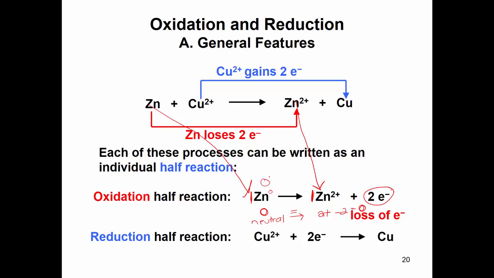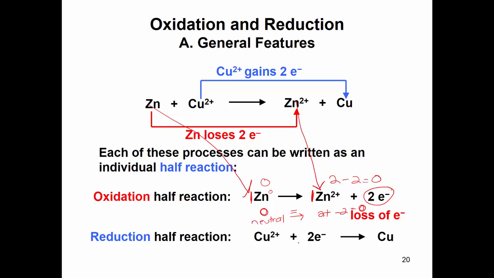So this was neutral, and we have 2 minus 2 equals 0. Because electrons are on the product side, that means that zinc lost electrons, which we already established, and so it's the oxidation part.